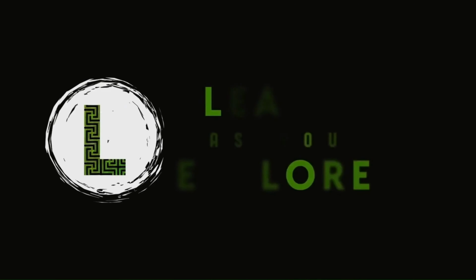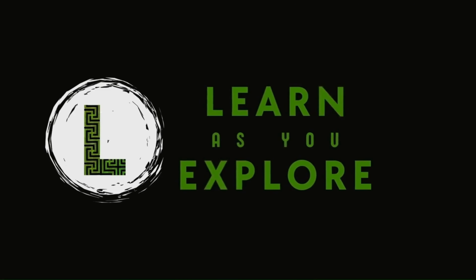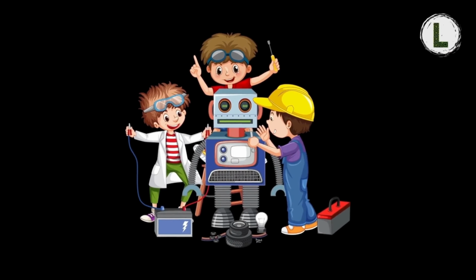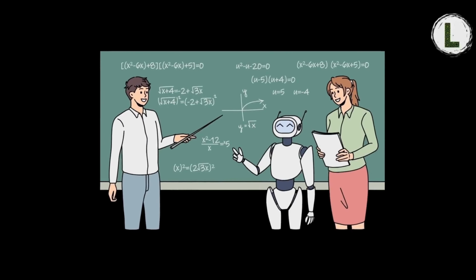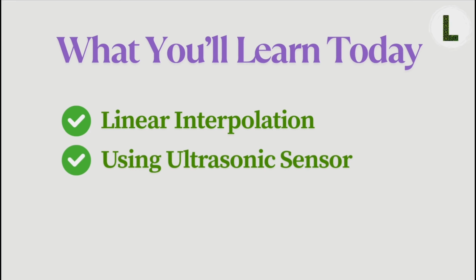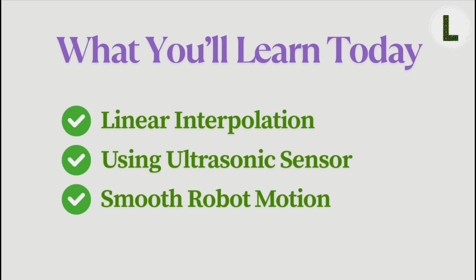Welcome back to Learn as You Explore, your go-to place for mBot2 tutorials. If you are new here, I'm a robotics software engineer who loves helping students learn robotics and supporting teachers who teach it. Today, we're diving into linear interpolation, a fancy name for figuring out values in between 2 points, and using it to make our robot slow down smartly and smoothly.